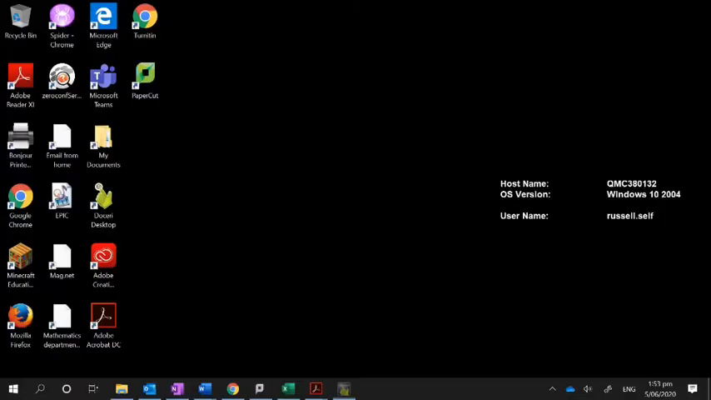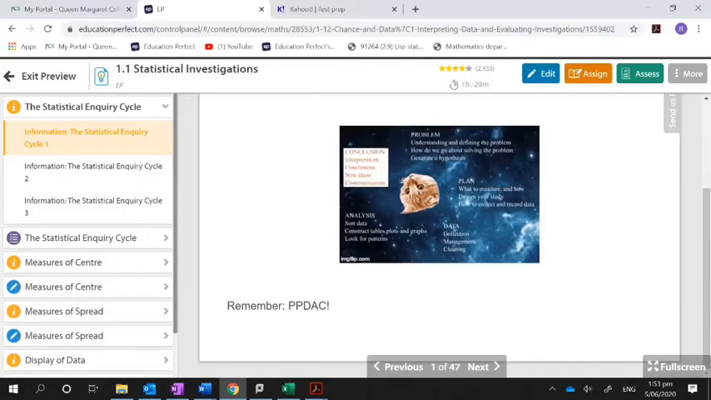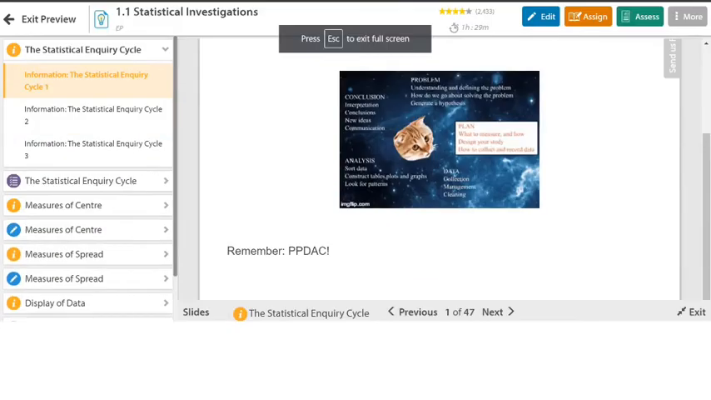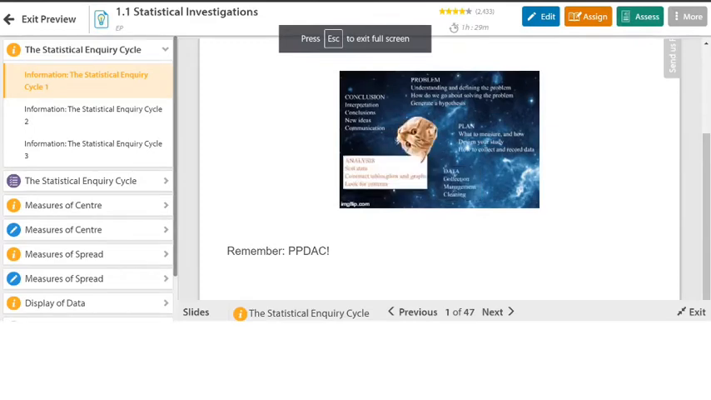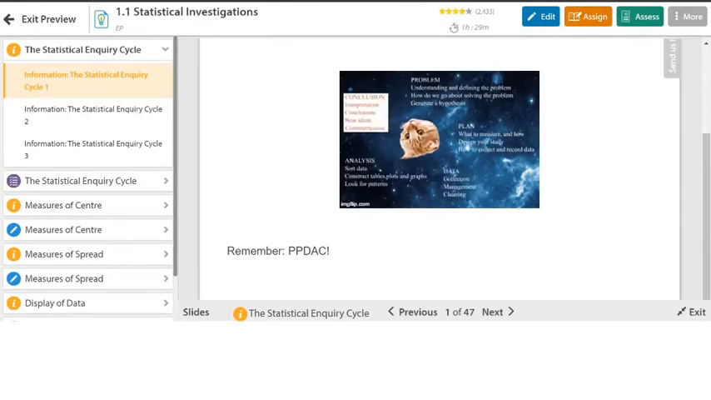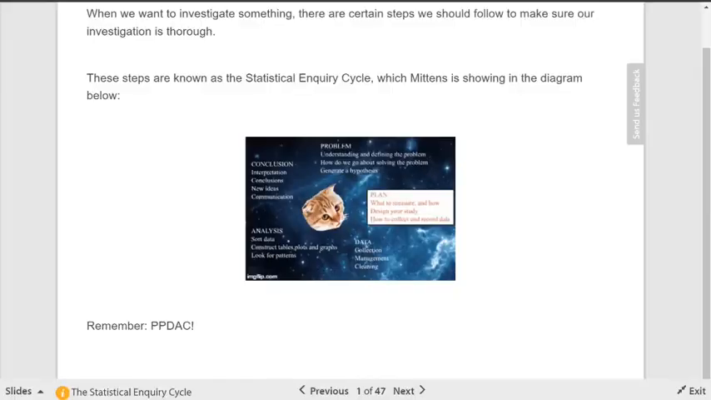Okay, so let's look at the cycle. You do not need to write all these down, but you need to write down the names of them. The internet is being really goofy today, so that's why it's so slow. It's PPDAC, also known as PPDAC, for some reason, I have no idea.